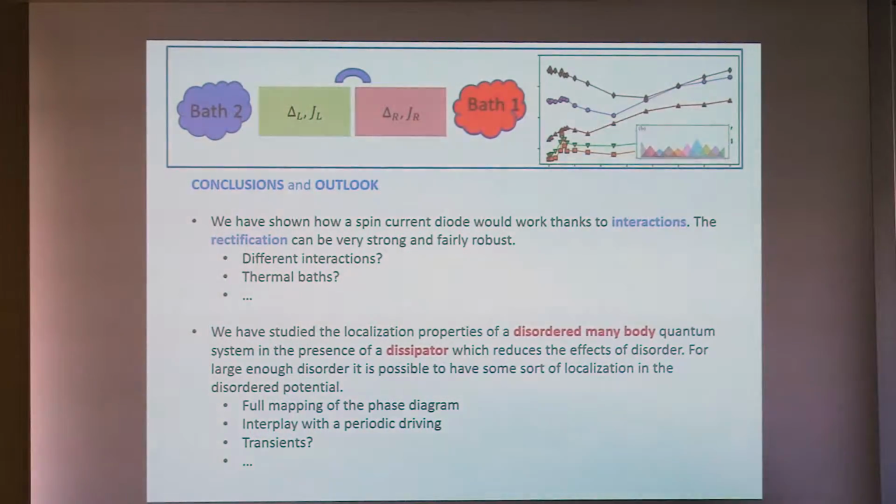So I conclude here. I've shown to you the spin diode and the role of interactions and how interactions can be used to generate very strong rectifications. And then we definitely want to look at different types of spin chains and the effects of thermal baths. And also we have looked at disordered many-body systems and how dissipation can affect them and whether we can see some signature of localization in the steady state. And there is a lot of work to do there. This is just the beginning.